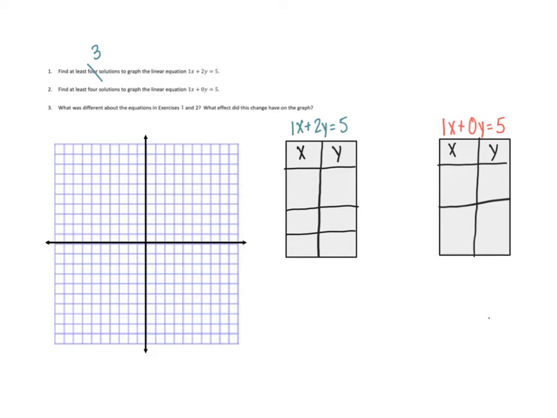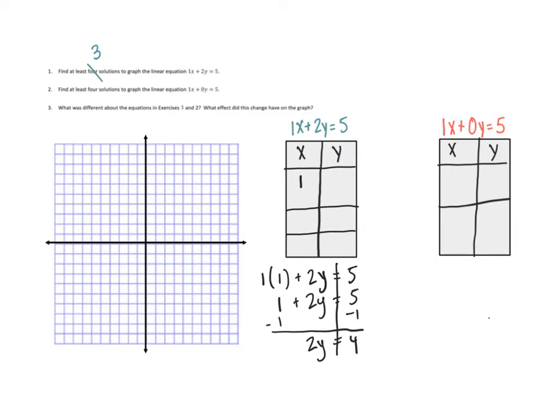So what I'm going to do is choose a number for x, plug it in, and try to get y. So I'm going to choose the number 1. I usually just always start off with a 1. So now this becomes 1 times 1 plus 2y equals 5. So this is 1 plus 2y equals 5. I subtract 1 from both sides, and I get 2y equals 4. I divide both sides by that coefficient of 2, and I get y equals 2. So when x is 1, y is 2.